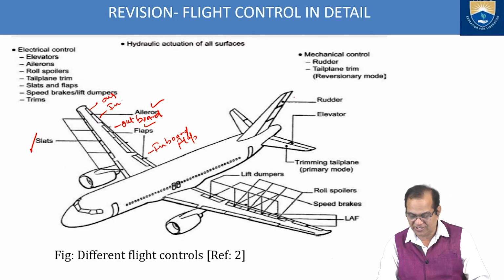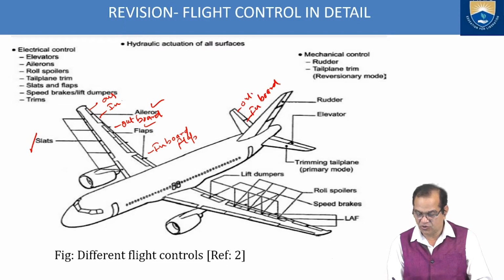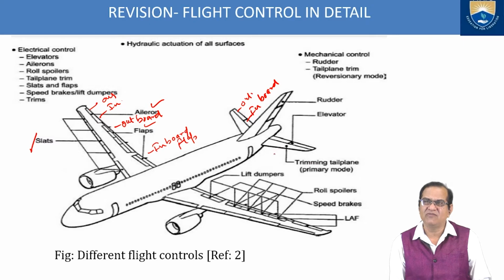If you see here, we have the rudder. In this we have 1, 2, 3 parts. Elevator also we have 1, 2 here and 1, 2. So this is outboard and this is the inboard, like this. Here this is called the trimming tail plane. This tail plane can also move. Here we have the roll spoilers, you can see here, and these are the speed brakes.